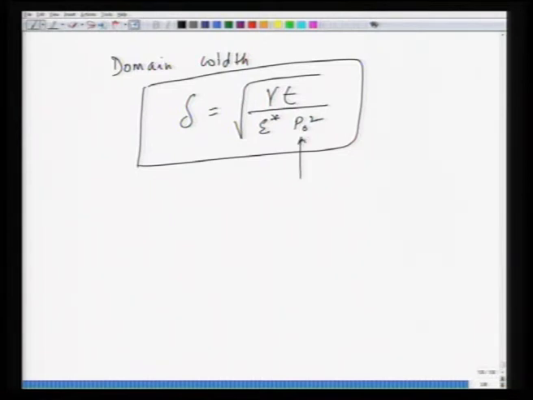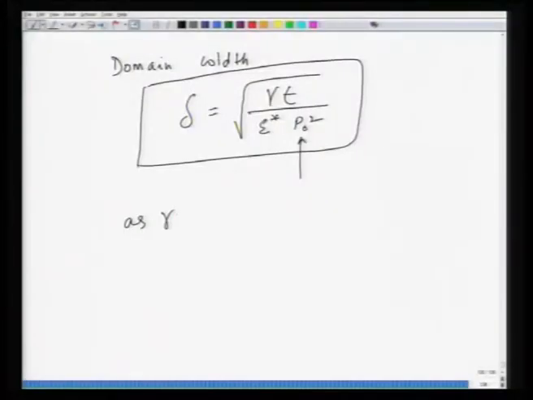So, which means the larger the polarization is, the smaller the domain size is going to be, and that makes sense because the larger the polarization is, the larger the depolarizing field will be, and the more will be the driving force towards formation of domains. So, any increase in P naught matters, and this goes as a square as well.